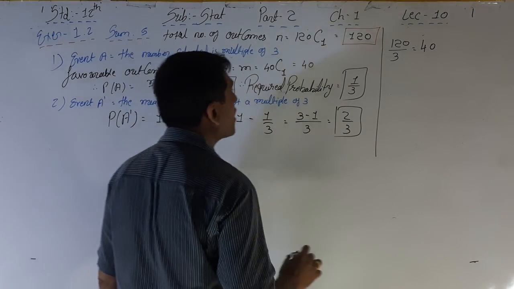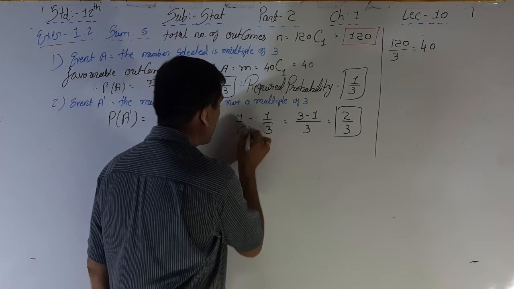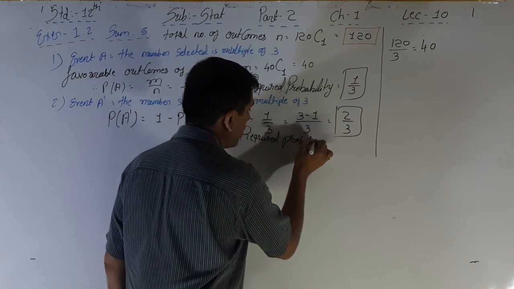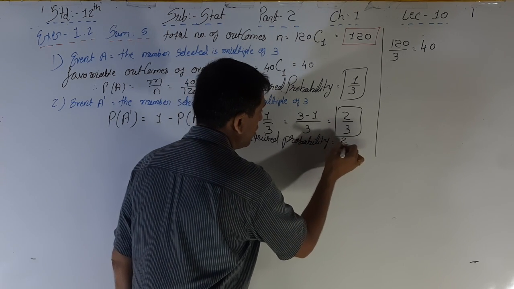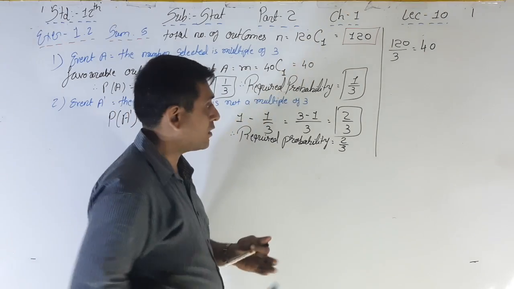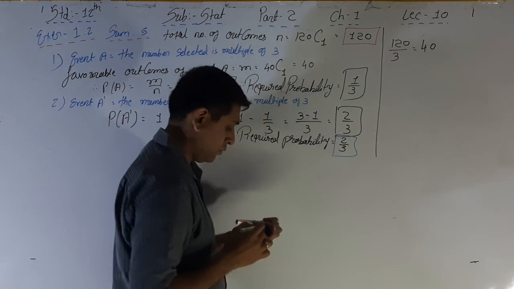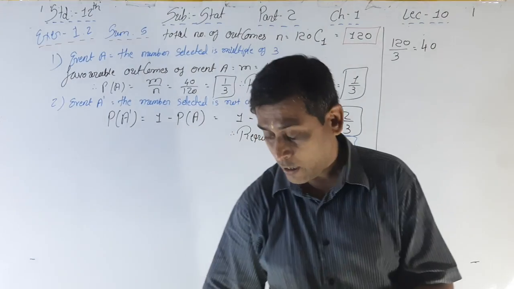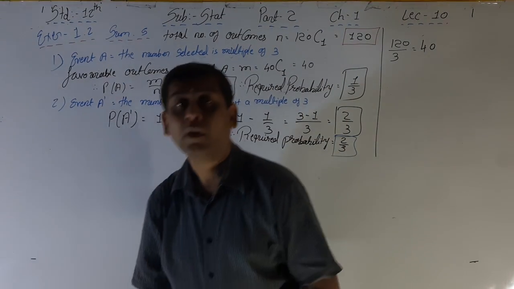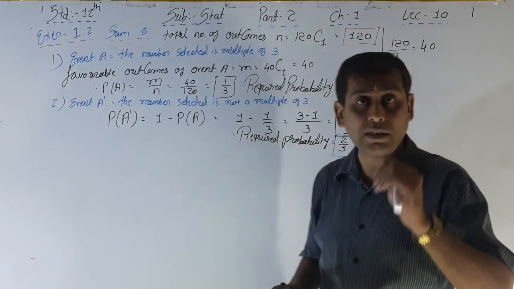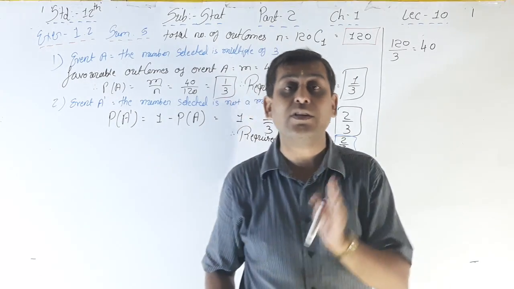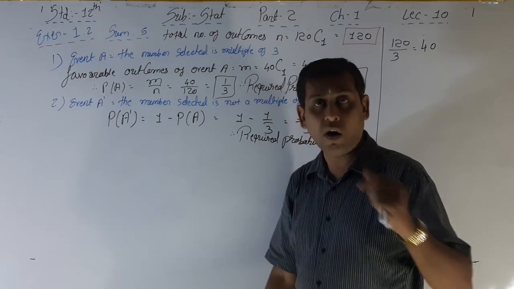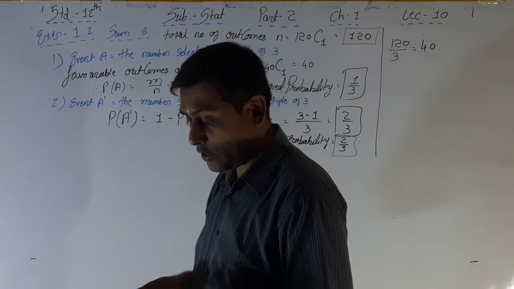Therefore, the required probability is 2 by 3 for event A dash, that means for your second question. Whenever they say event A is the number selected is a multiple of 3, and the second event is that the number is not a multiple of 3, it is not event B, it is the complementary event of event A. Okay, now the next question.